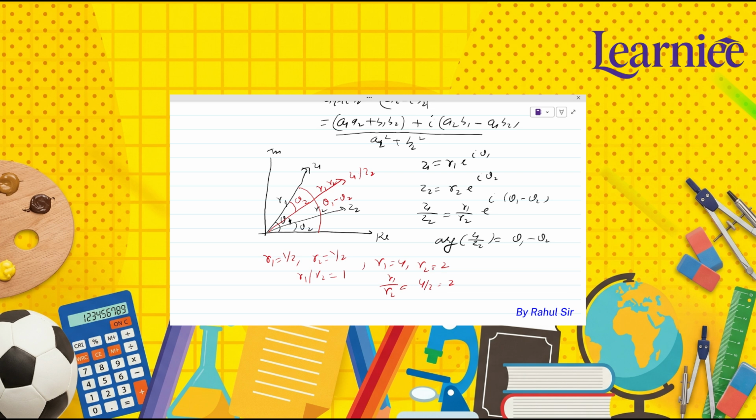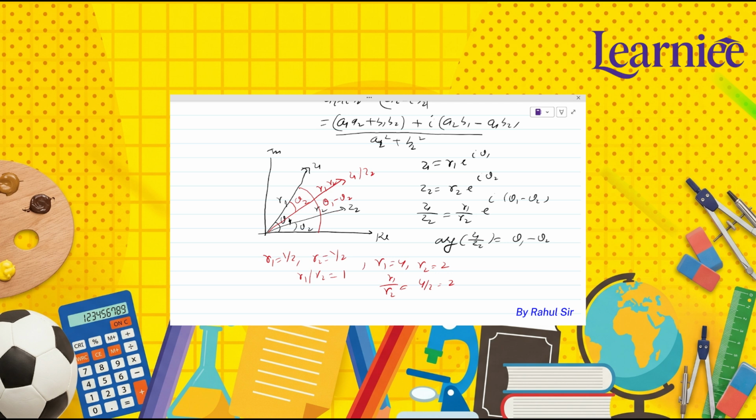So it is not necessary that the modulus of z1 upon z2 is greater than the corresponding z1 and z2. It could be lower or equal, it doesn't matter, because it depends on the values of r1 and r2, whether they are greater than 1 or less than 1. But the interesting thing is that the argument is important, the direction is important.